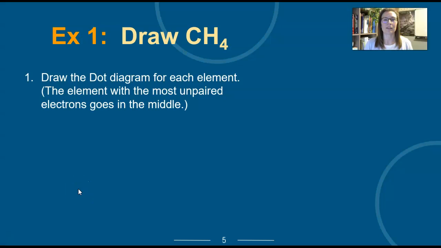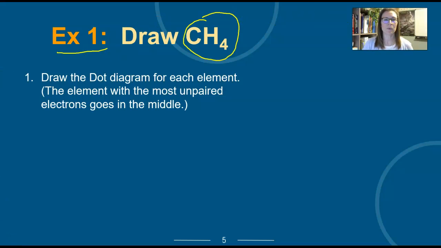All right, so let's do some examples. You should have a spot to do 4 examples on your paper. And the first one we're going to do is CH4, okay, carbon tetrahydride. And so you guys can just write this compound name next to where it says example 1 in your notebook.